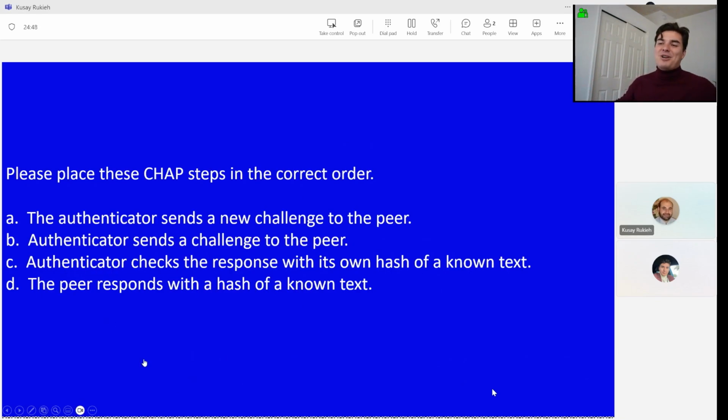Oh, I was misreading this question earlier. I definitely would have got this, but I understand now what it's asking. It's just put it in the right order. Okay, that's BCDA. Very good. Correct. All right, I'm ready for the next question.